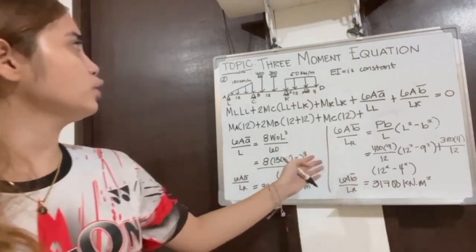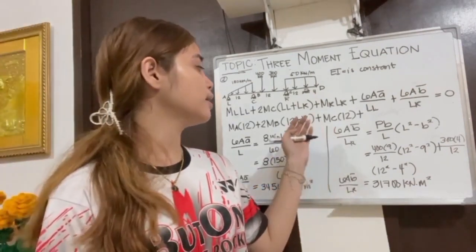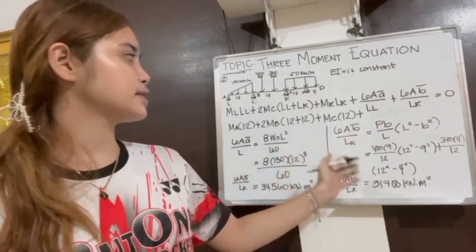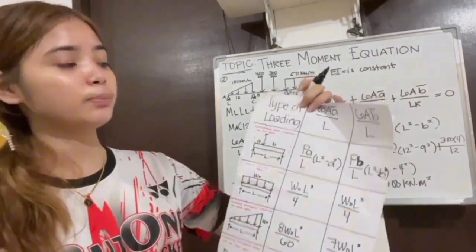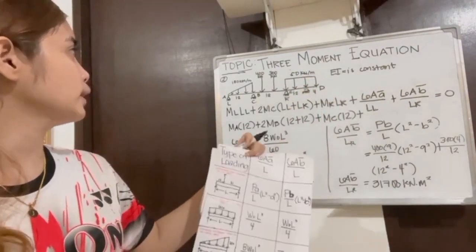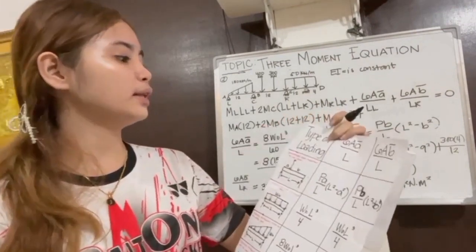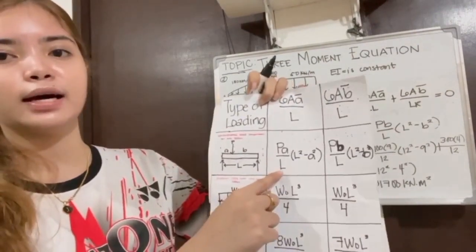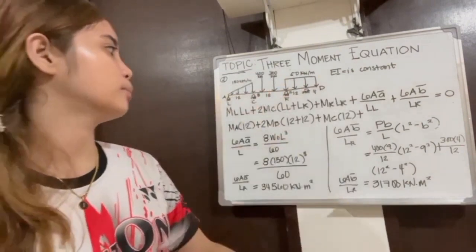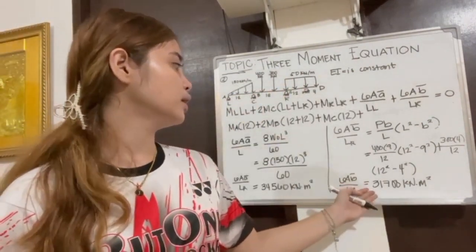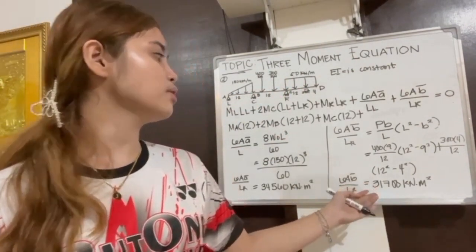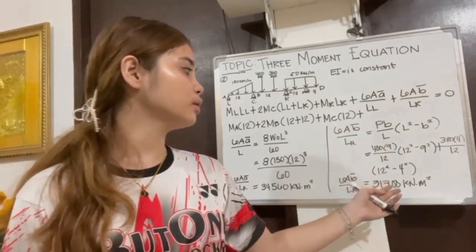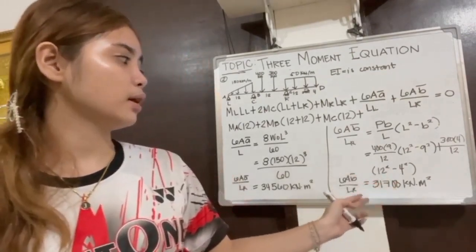While for our 3-moment equation from the right settlement, it is the same, we get the formula. Since what we have there is a concentrated load, we use that equation. We came up with 31,700 kilonewton per meter squared.